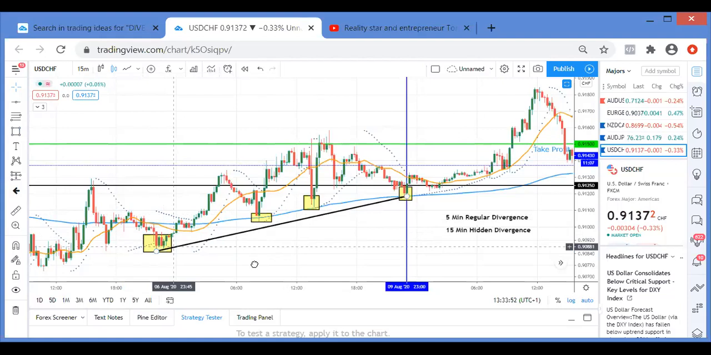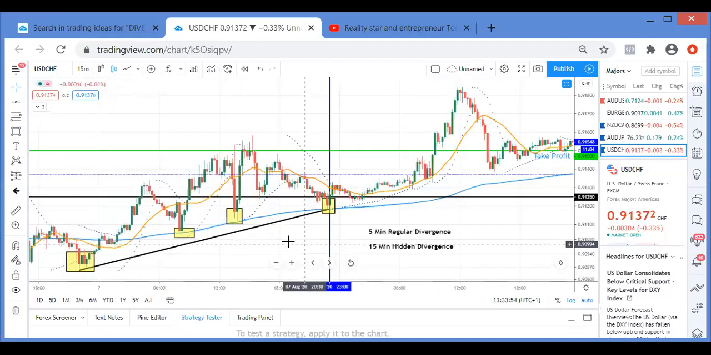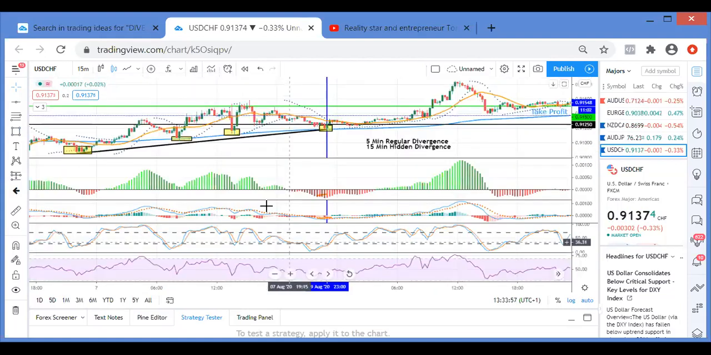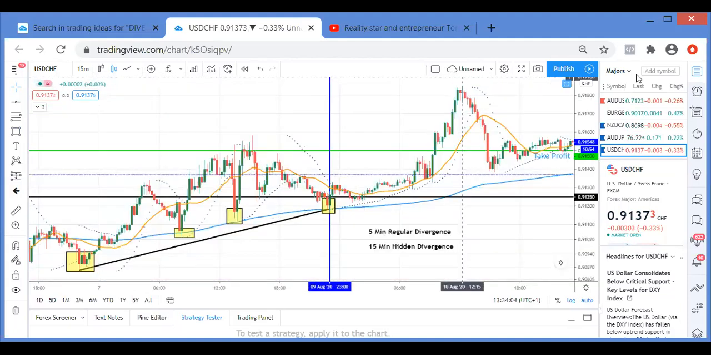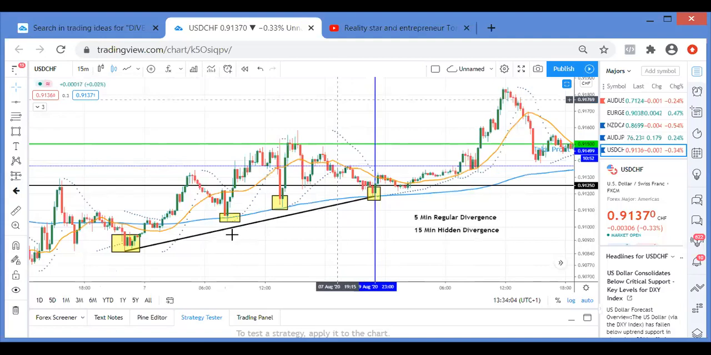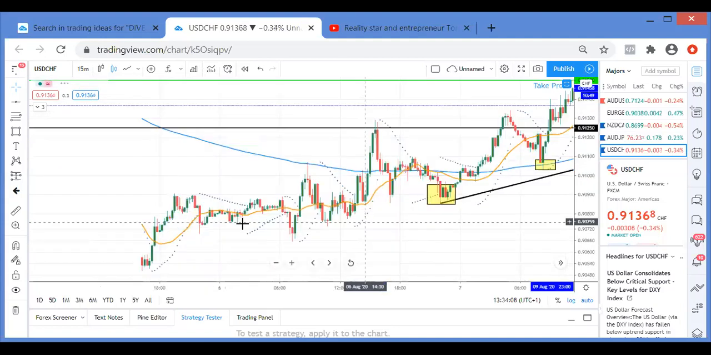Now, as an example, let me try and find a high. Okay, let me just try and find a high and show you what a lower high is by using the MACD. This and this.